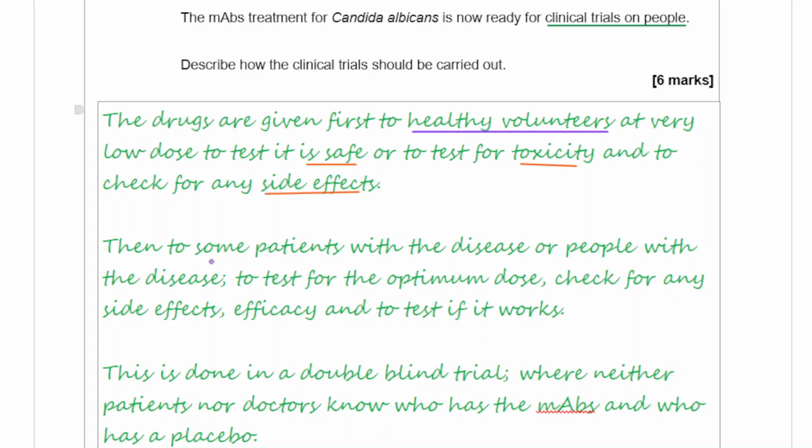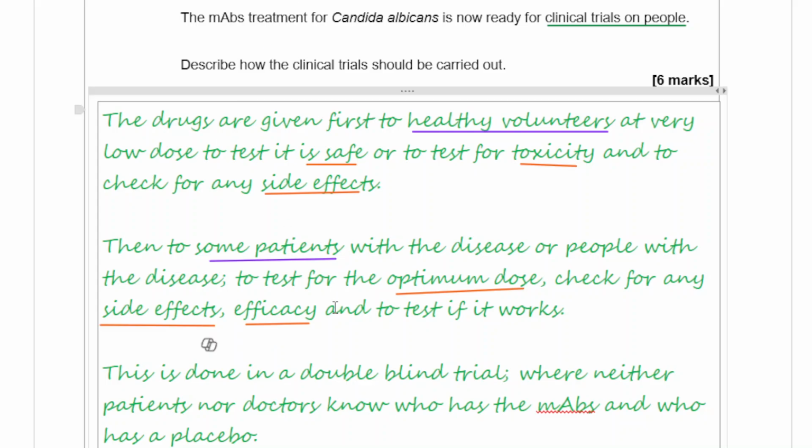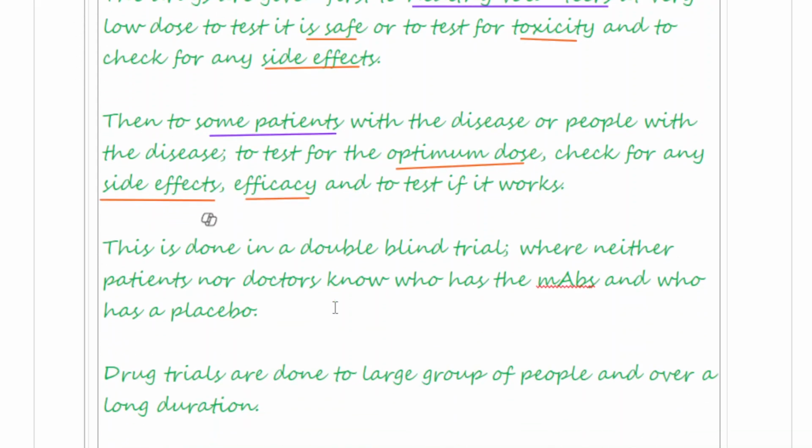Then it's given to patients with the disease, right? Why are we doing that? It is to test for optimum dosage, right? At which dose will it actually cure? Again, we are testing for side effects as well, and efficacy, how well it's working, right? All of this is done in a double-blind trial where neither the patients nor the doctors know who has the MABS and who has a placebo.